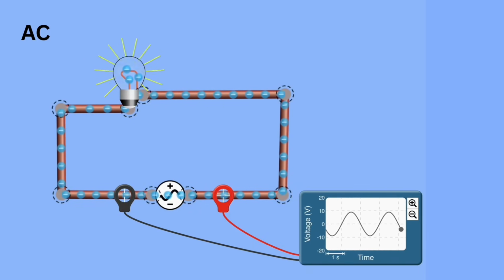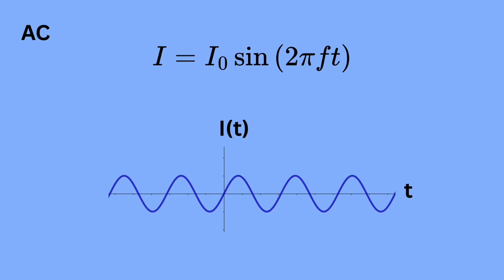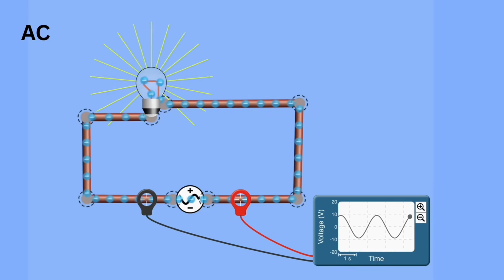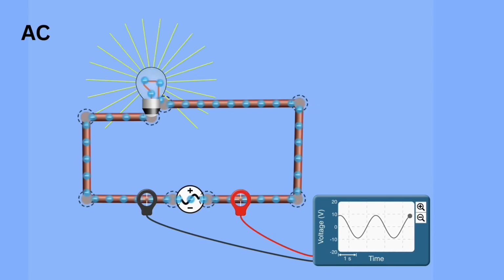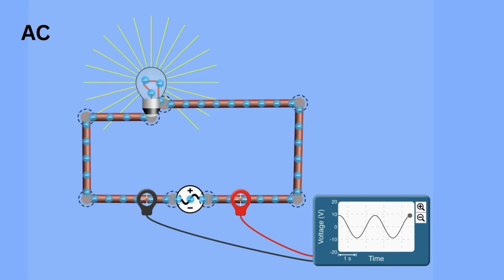Mathematically, we write AC current as I equals I0 times sine of 2 times pi times f times t. I0 is the peak current, f is the frequency, and t is time. This periodic change in polarity is what gives AC its name, alternating current. This sinusoidal nature also ensures smooth power delivery without sudden jumps or sharp changes.